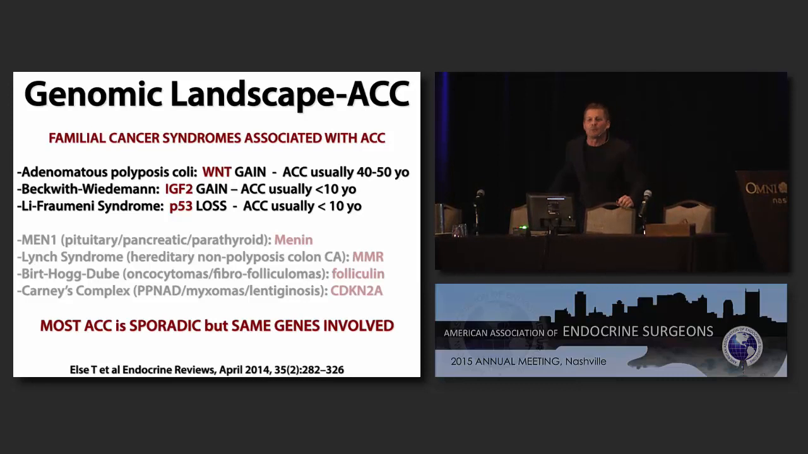IGF-2 activation, Beckwith-Wiedemann syndrome, due to loss of imprinting of the IGF-2 locus, resulting in upregulation of IGF-2. This happens usually in kids before the age of 10. Lastly, P53, Li-Fraumeni, where P53 loss results in adrenal cancer, usually in kids when they're young. We and others have since determined other genes involved in familial cancer syndromes in the gray box, but we're not going to discuss them today.